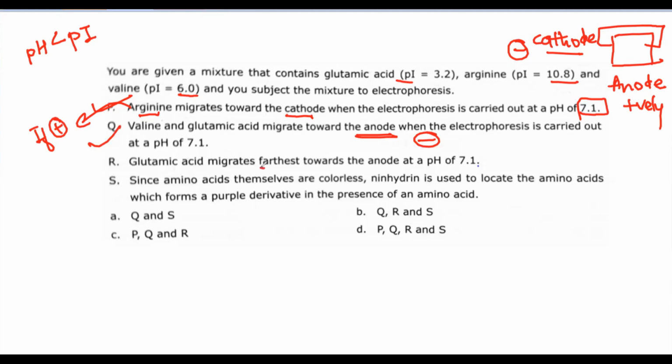Glutamate migrates farthest. When would something migrate farthest? When it has a small size and is very highly charged towards the anode. So it is going to be highly negative. So look at the pI of glutamic acid. It's very less, 3.2. That means even this statement is correct. Since amino acids are colorless, ninhydrin is used. This we are all aware. We get the purple color for detection. So the correct option for this is D, that all these statements are correct.